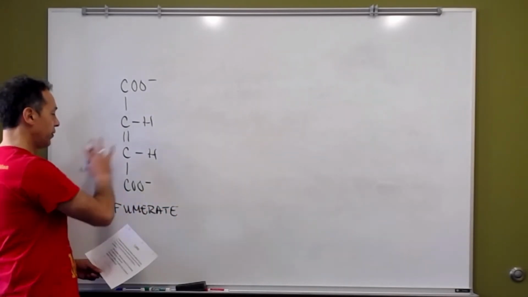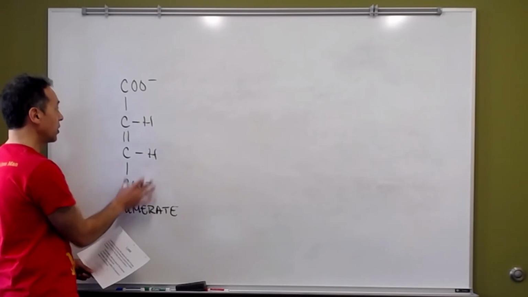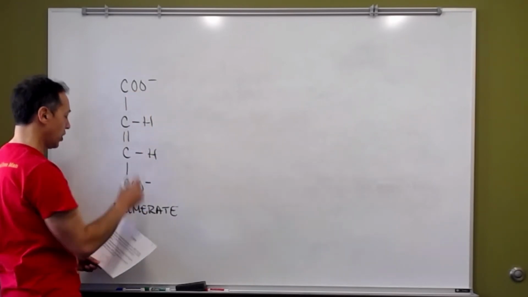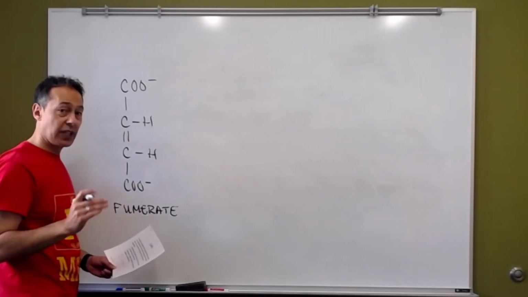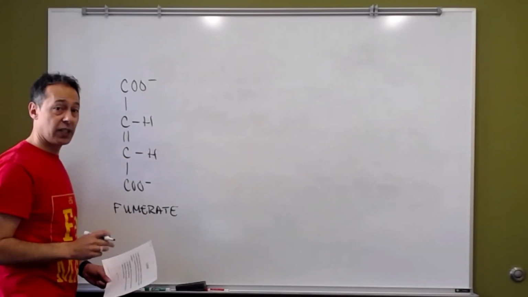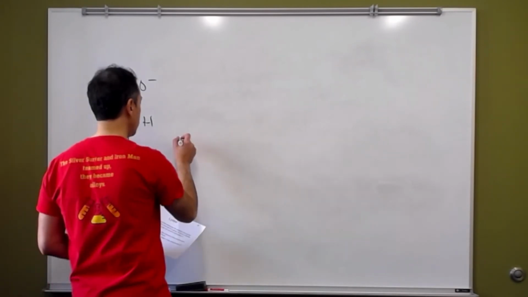So here's fumarate, and you can see there's carboxylic acids on either end here. They have a charge, and then there's that double bond. All right, so because this is a lyase, we're going to do something with that double bond. And we're going to add water.